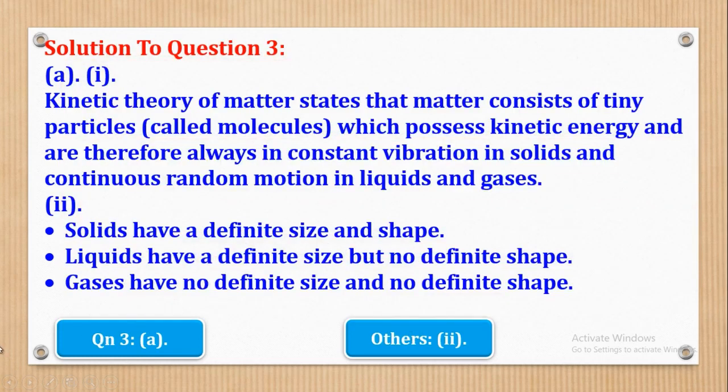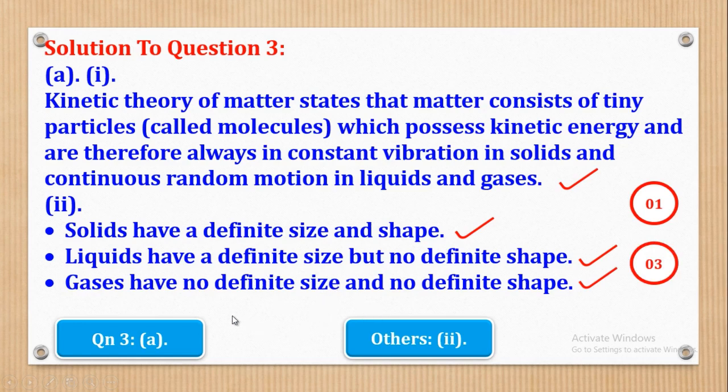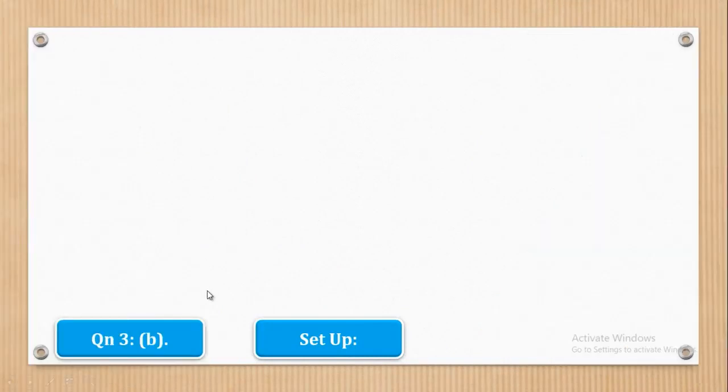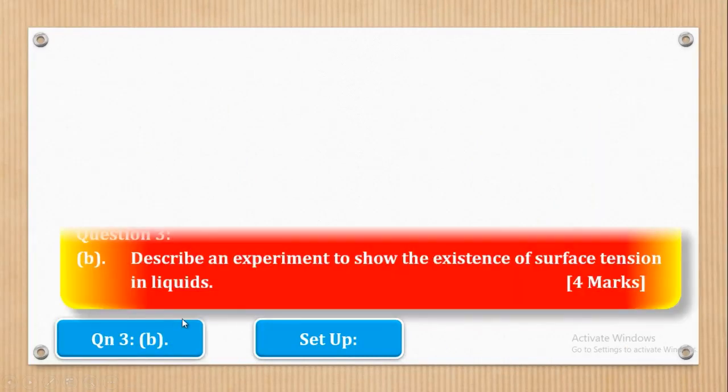Now let's see how marking can be done. Remember, the kinetic theory of matter is a law, so the whole of it has to be correct for you to get that 1 mark. Then for this one, a mark for solids, a mark for liquids and a mark for gases. So that's how the 3 marks could come about. Now we shall go to part B.